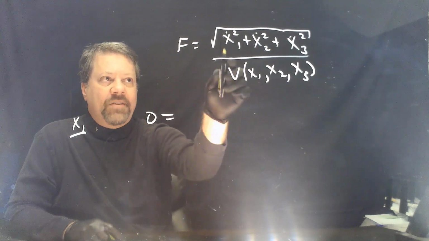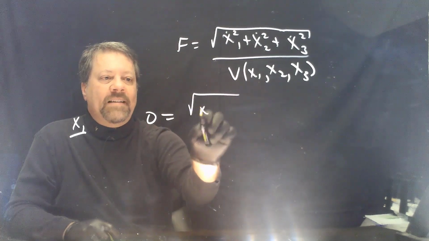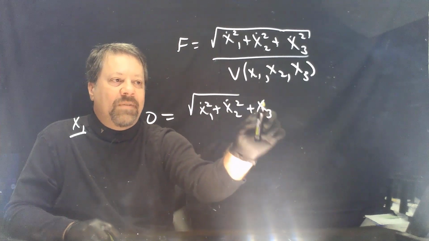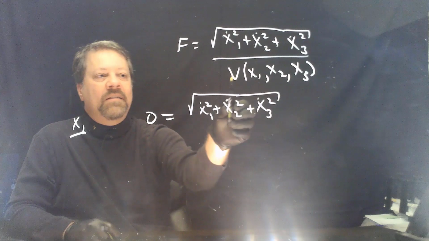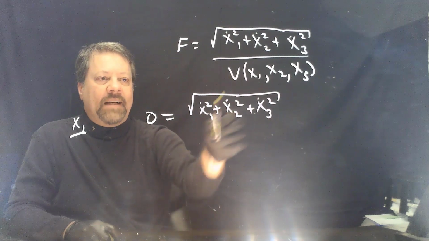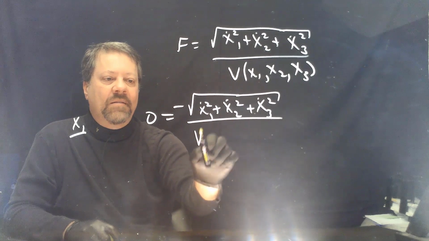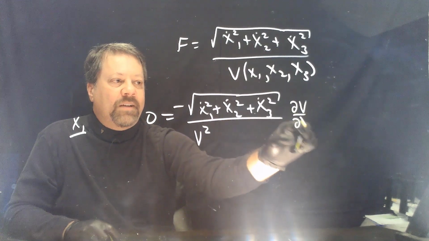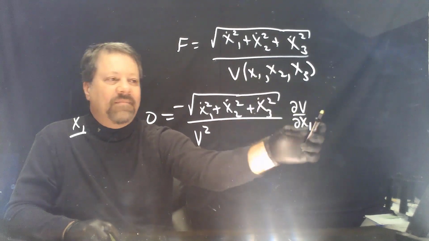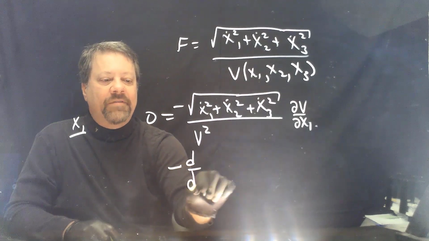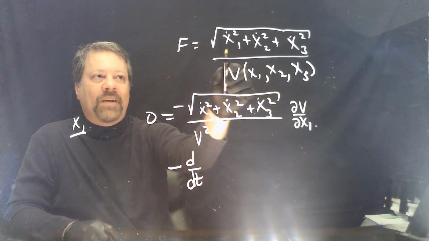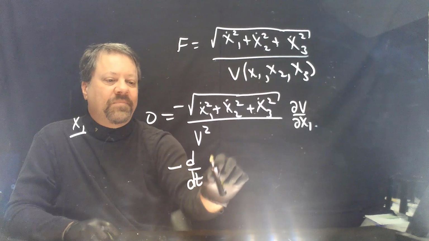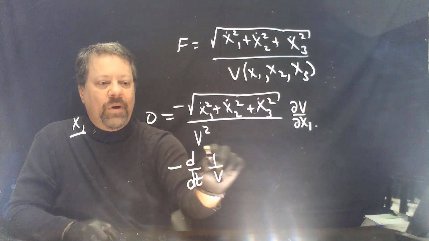I'll have this square root of x dot squared plus x1 dot squared plus x2 dot squared plus x3 dot squared in the numerator, which stays the same. As you know, the derivative of 1 over x is negative 1 over x squared, but we have to multiply by the derivative of v with respect to x1, minus the time derivative of the derivative here with respect to x1 dot. The 1 over v is not going to be part of this. I'll put the 1 over v here.